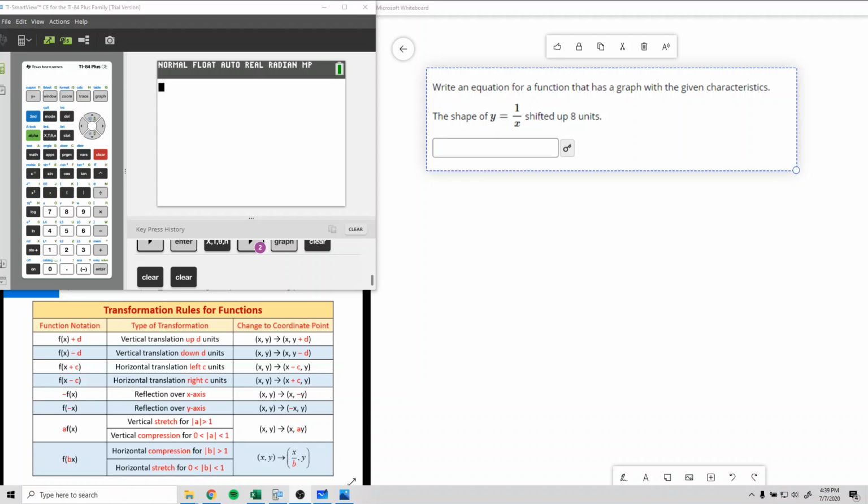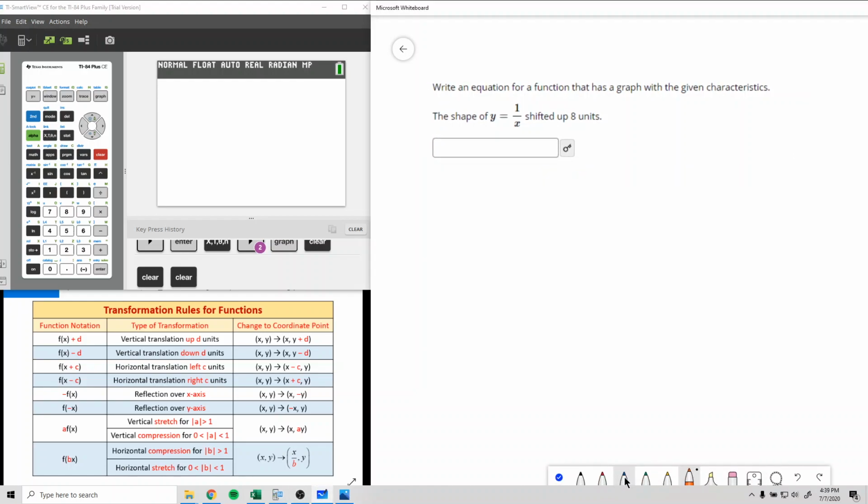This problem is asking us to write an equation for the function that has a graph with the given characteristics. It says it has the shape of y equals 1 over x and it's shifted up 8 units. All right, what's in front here doesn't really matter. I mean, it matters for our answer, but the way we're going to mess with what we're given is this part right here.